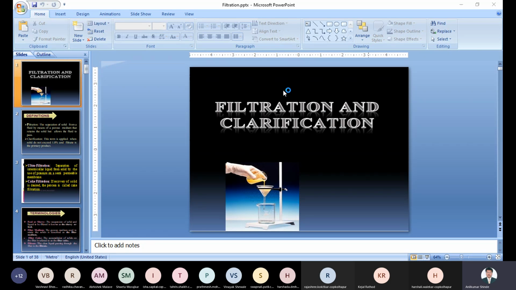Suspension is a biphasic dosage form containing finely divided solids which are insoluble in nature in the liquid. Understand? This solid is not dissolved in the liquid, but it can be highly dispersed in that liquid to form a suspension.